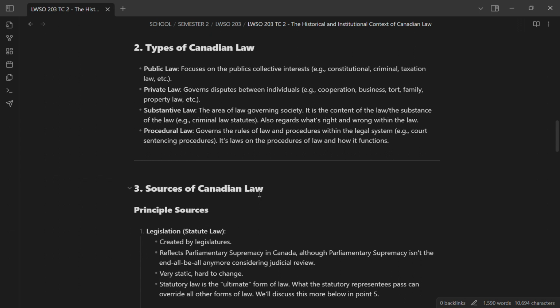Substantive law. This is the area of law governing society. It's the content of the law, or the substance of it, and procedural law, which governs the rules of law and the procedures within the legal system.